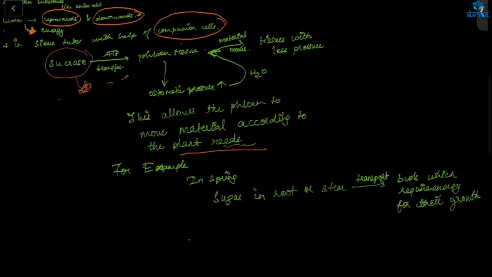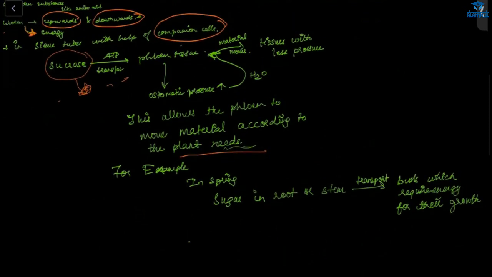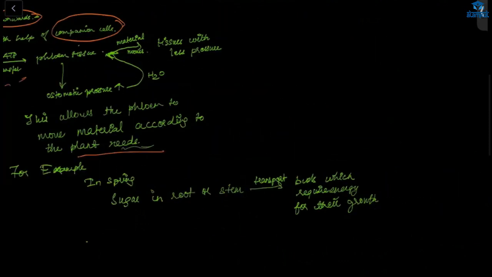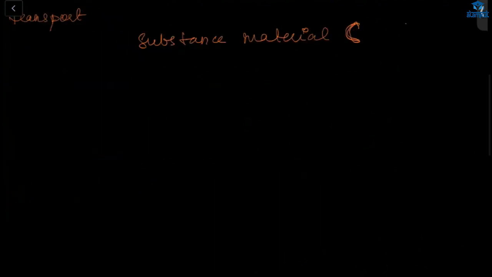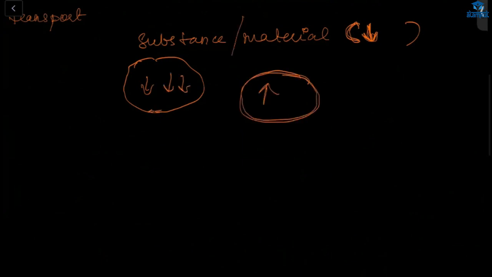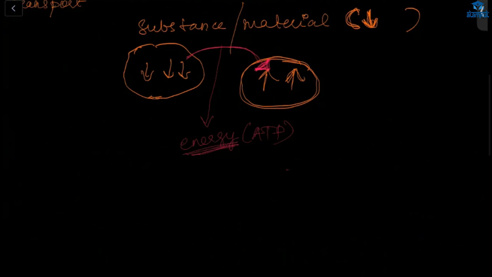So, for example, in the spring, the buds will require what? Energy. At that time, the sugar in the roots and the stem will go to the buds through active transport. In case of active transport, whatever substance or material, if there is less material in this cell and more material or substance here, the movement from here to here with the help of energy, ATP, is called active transport. I'll write this here in a different color.